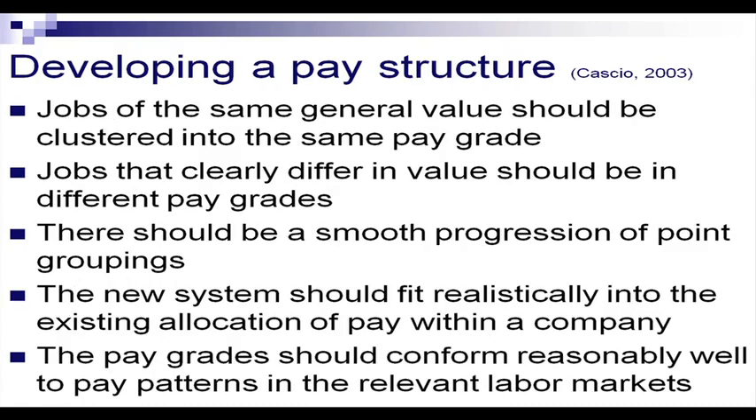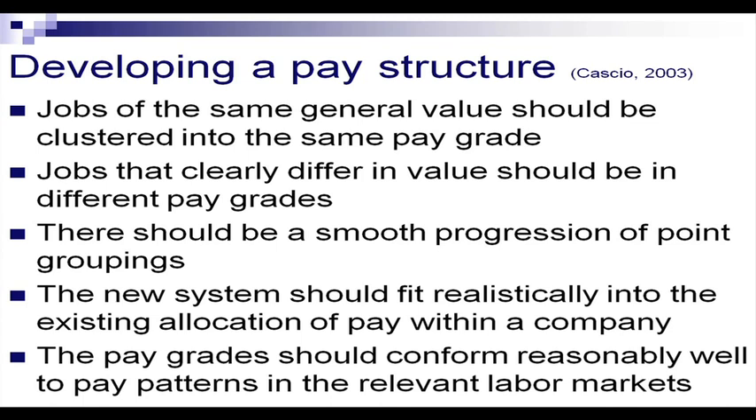How do you develop a pay structure? Jobs of the same general value need to be clustered into the same pay grade, and conversely, jobs that clearly differ in value should be in different pay grades. There should be a smooth progression of point grouping. So the transition between, say, assistant professors at various levels should not be a factor of maybe 500, could be a factor of 1 or 2 or 5 or 10, but not more than that, depending, of course, this is a relative thing, or maybe doctors at the same level or whatever.